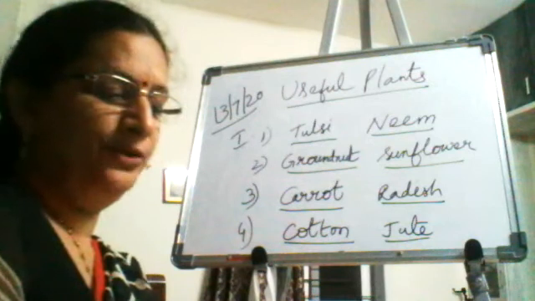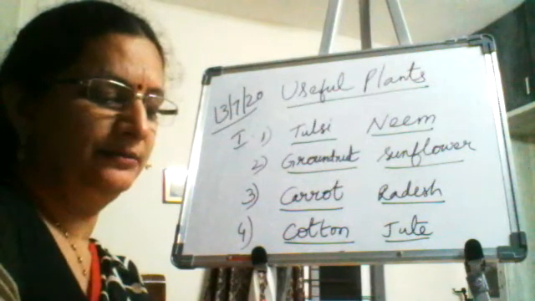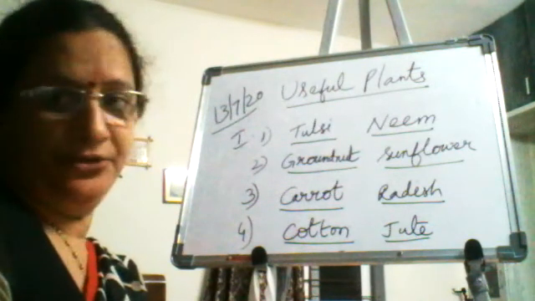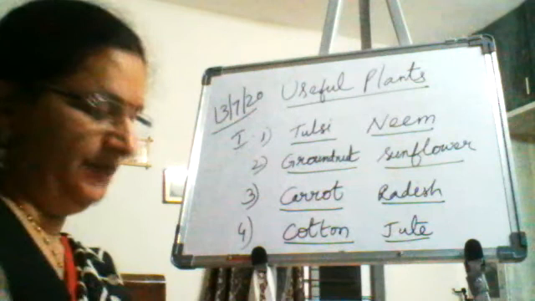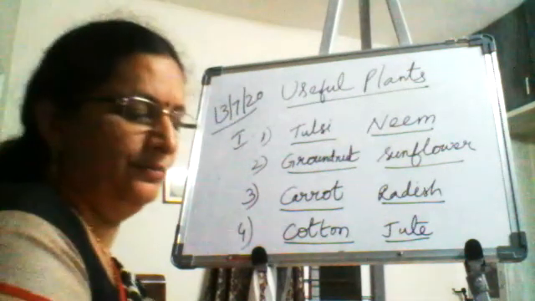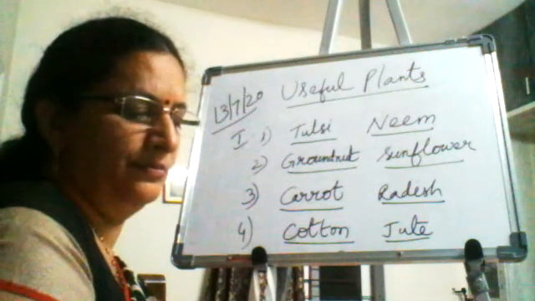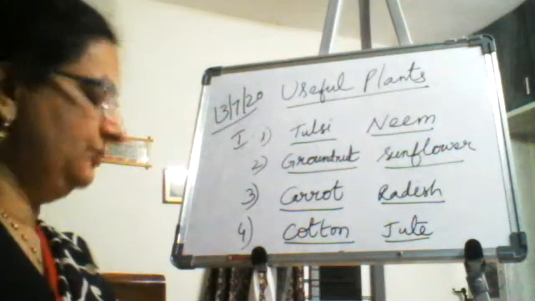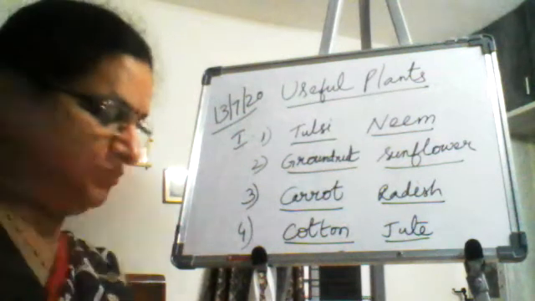So write 4 uses of plants. I am not doing it. You have to do it on your own. Keep it as H.W. Okay. So question number 5 is H dot W.